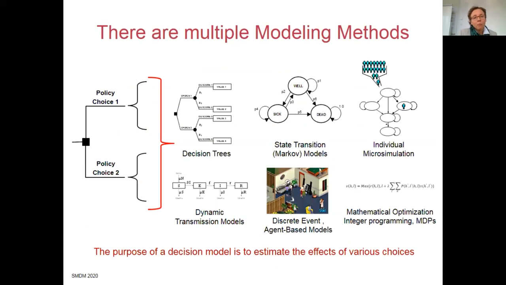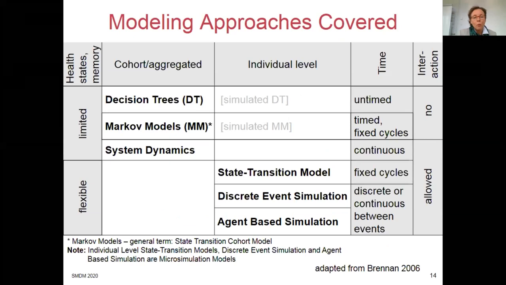There are different modeling approaches, multiple modeling methods, but what is common to all our modeling exercises is that we compare. As you can see here, it's policy choice one or policy choice two, and we compare with respect to various outcome measures that you would define up front. With respect to the modeling approaches, in the table that you see, these are the approaches that we will talk about today. Of course, there are others, but these are the most important modeling approaches used in our field.